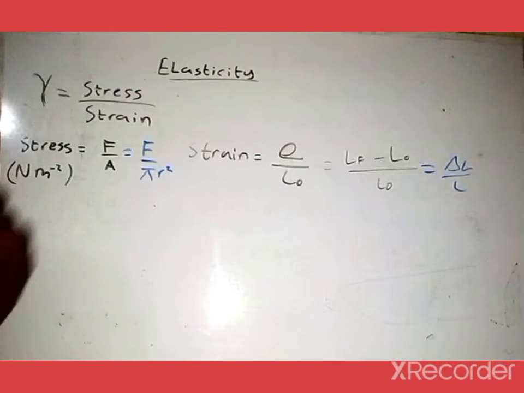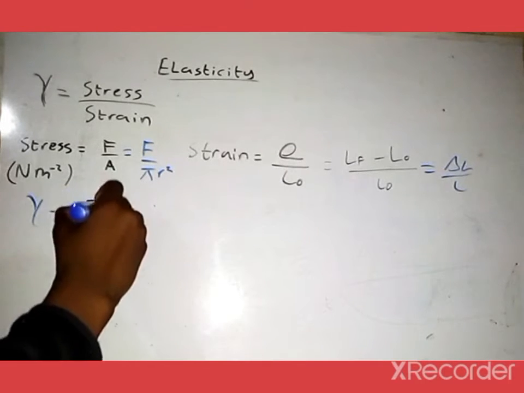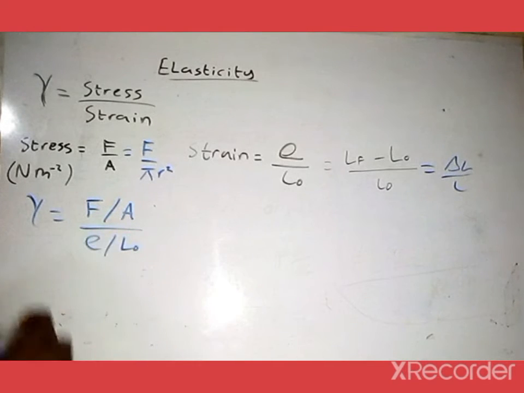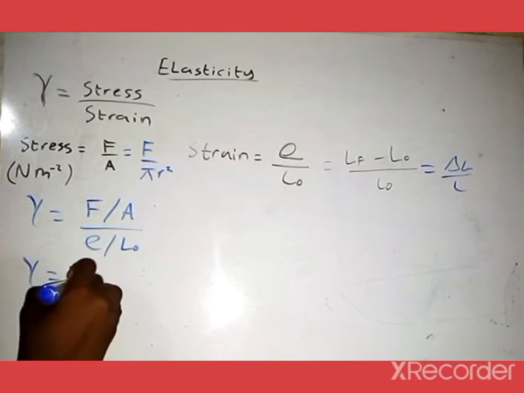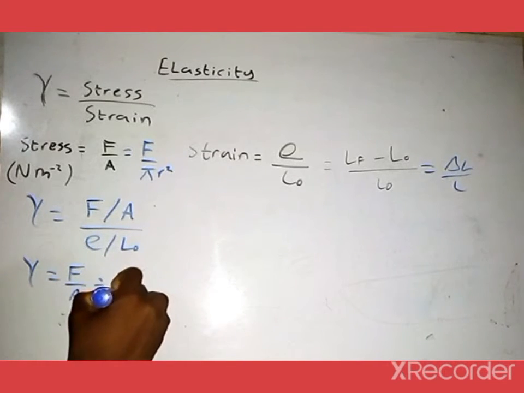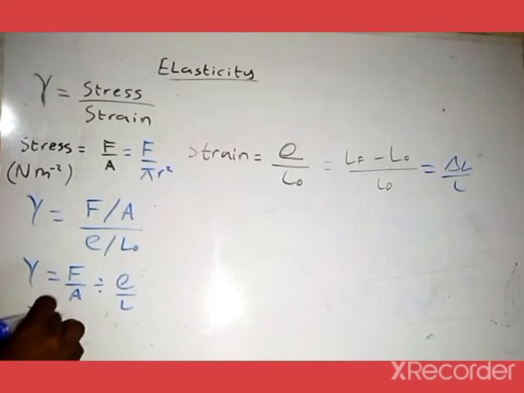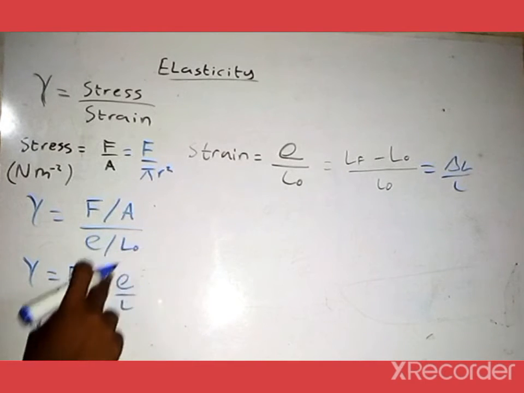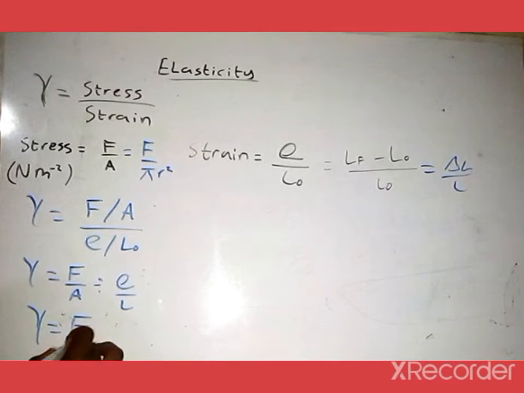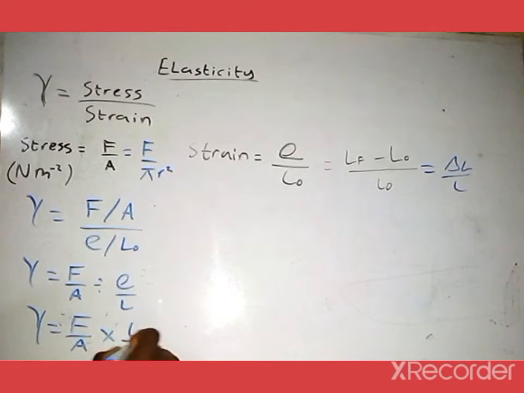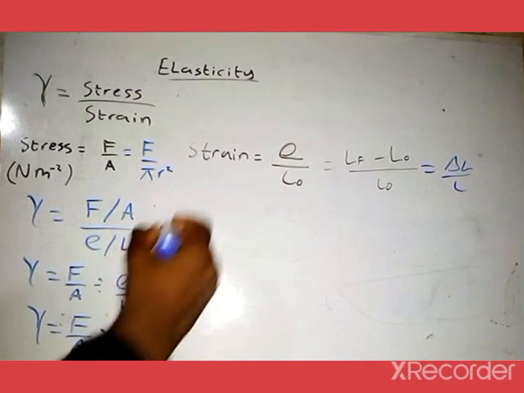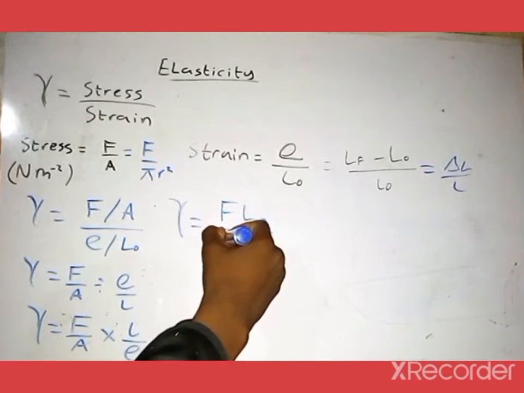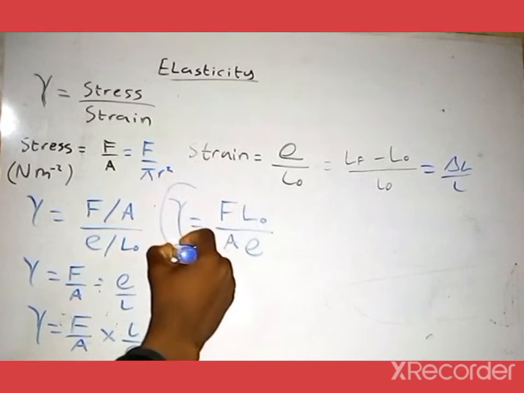Now let's insert it here. We have our Young modulus to be force over area, then e over L naught. So our Young modulus will now be force divided by area divided by extension over L. Now by changing this division to multiplication and changing this to the reciprocal, we have force over area multiplied by L over e. Hence our Young modulus will now be F L, let's say this original length, over A e. So this is the formula for Young modulus.